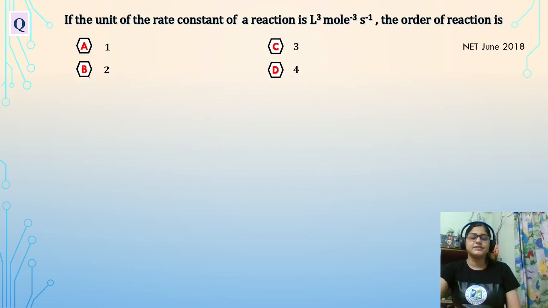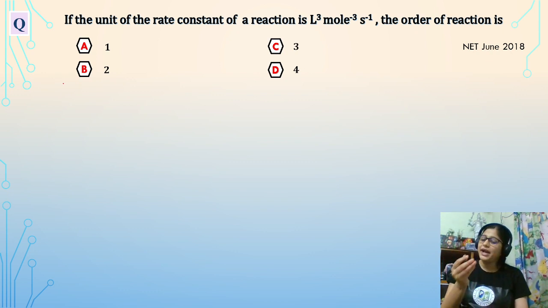Clear? Next. If the unit of rate constant of a reaction is liter to the power 3 mole to the power -3 and second inverse, the order of the reaction is. The same kind of questions, just the reverse thing is given. Okay. So the unit of rate constant actually given here.